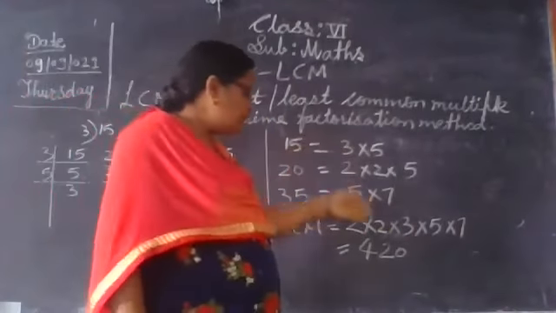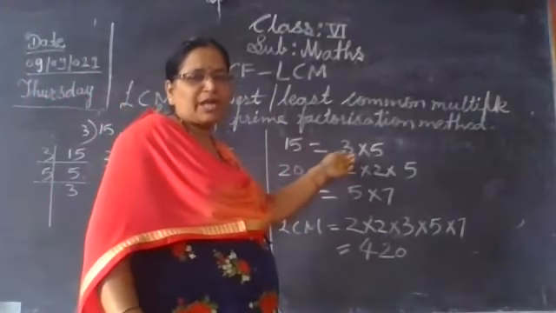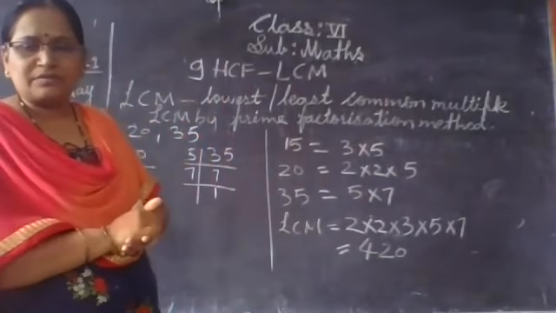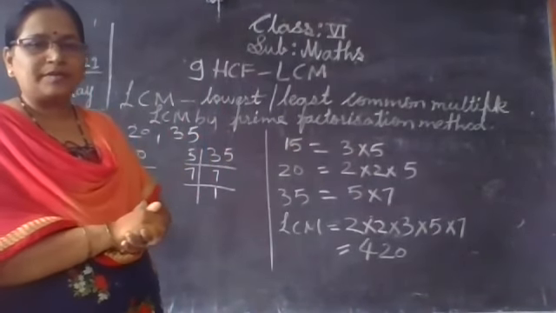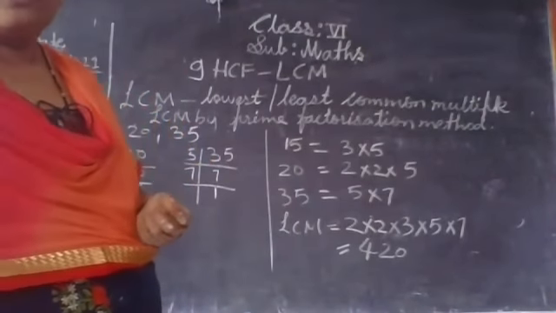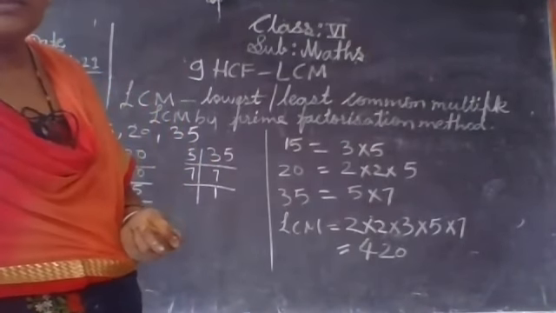beta? So you have to multiply the maximum number of times each factor occurs. Got it, children? Okay, so for that you need much more practice.